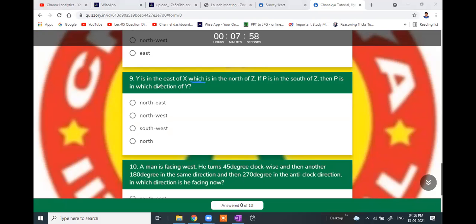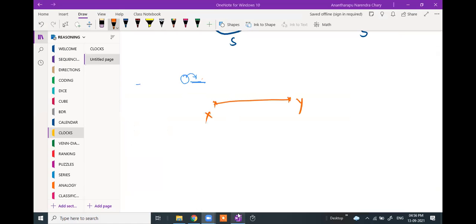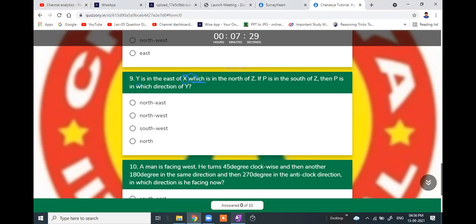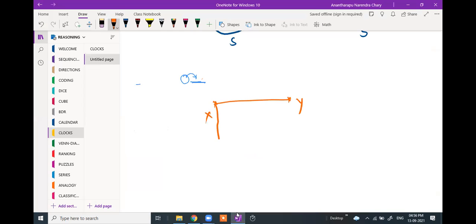While represents the first person. Who, whose, whom, which represent the second person. Here the second person is X. In place of which we can take X. X is north of Z. I thought X is in the first place and Y is in the next place. Which means X is in the north of Z. X is in the north of Z means Z is in the south of X, right?